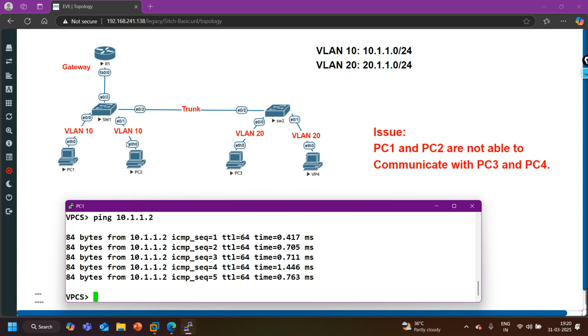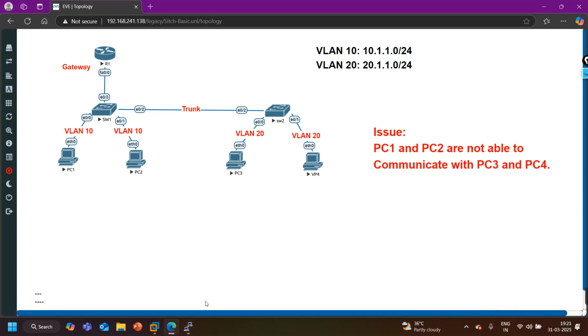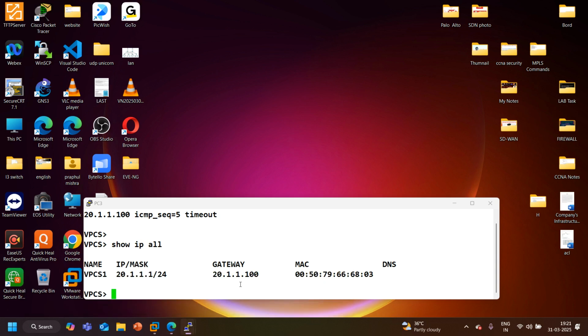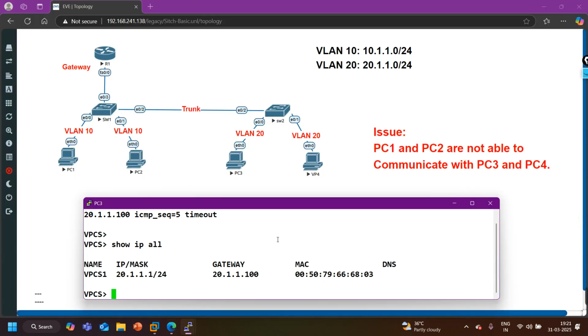So here it looks fine. PC1 has the correct IP address, we have verified that, the correct gateway is also reachable, and the other user in the same VLAN is also reachable, but VLAN 20 users like PC3 and PC4 are not reachable. Let me take you to PC3. From here also I should verify the connectivity to the gateway, whether PC3 is able to ping its gateway or not.